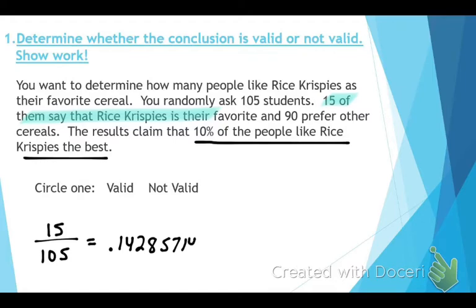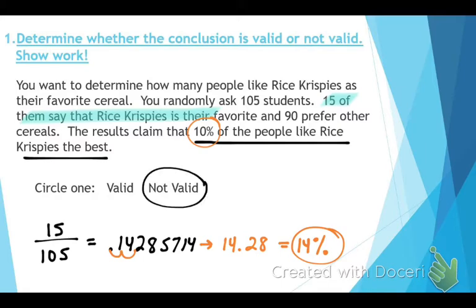0.142574. It's a big long number that keeps going on. How do I turn that into a percentage? Move the decimal over by 2 places, and if I were to round that, it's going to be more like 14.28, which is like a 14%, okay? Is that what the statement is saying? What did the results claim? 10%. Is 14% the same thing as 10%? No. So is that valid or not valid? It is not valid because that is not a true statement.